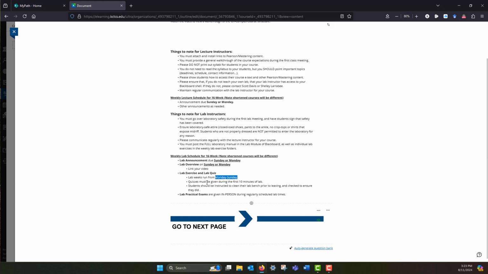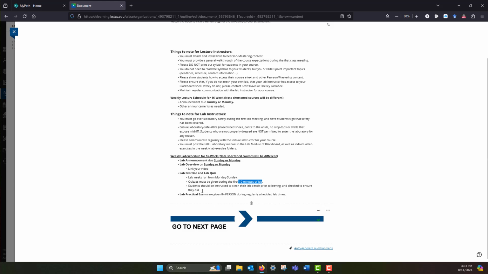And quizzes must be given during the first 10 minutes of lab. Not every week has a lab quiz, but if there is a quiz that week as identified in the lab syllabus, that lab quiz should be given during the first 10 minutes of lab. As soon as it's over and you take the quizzes up, you should go over the correct answers so that students can identify gaps in their knowledge.